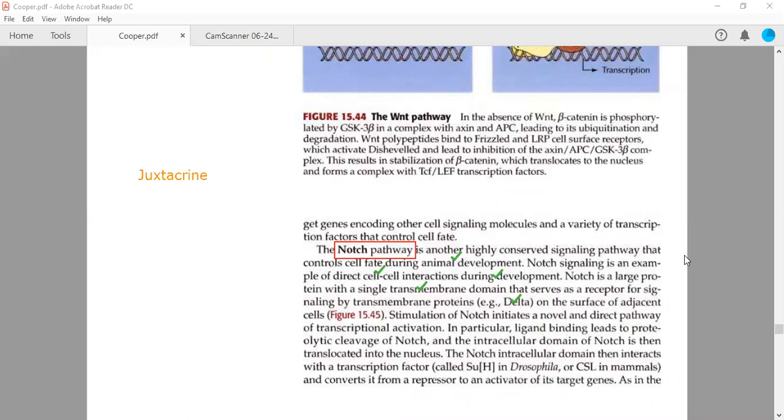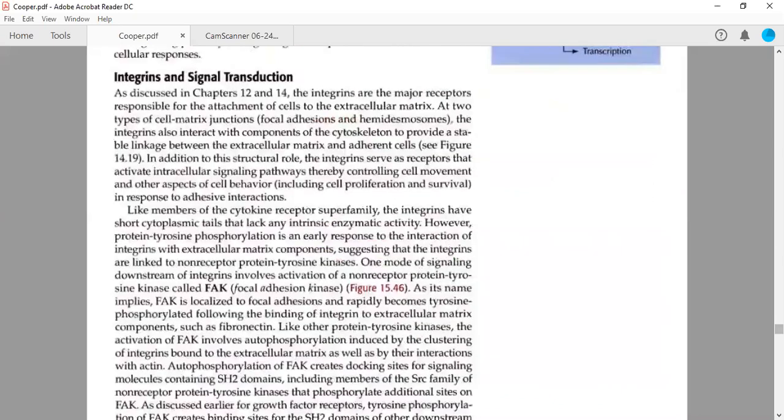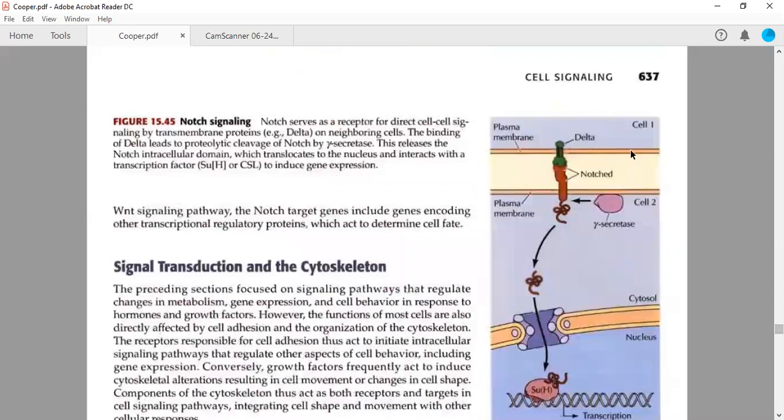So what is happening? As I move you to the next page, you can see there are two cells, cell 1 and cell 2, and these are the plasma membranes. One cell has Delta and the other cell has Notch. This Notch is specifically able to bind with Delta.